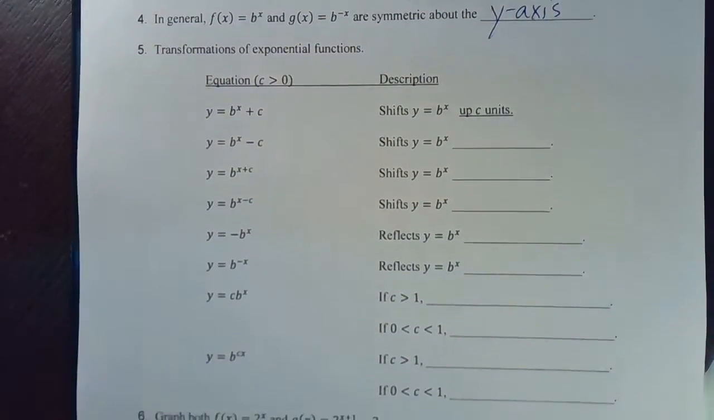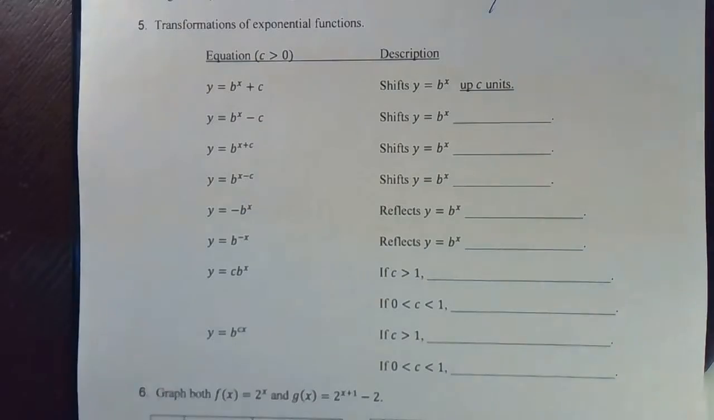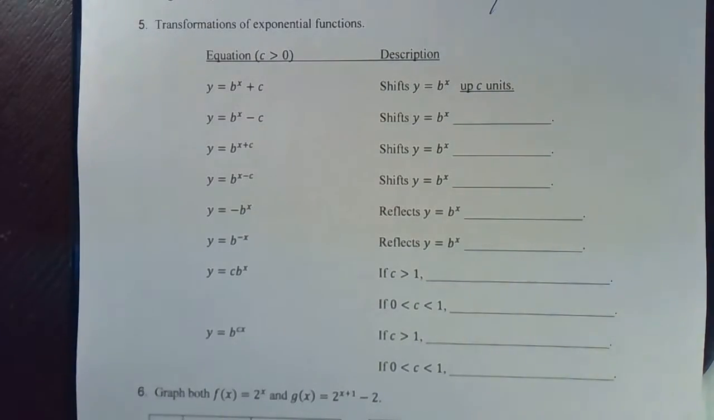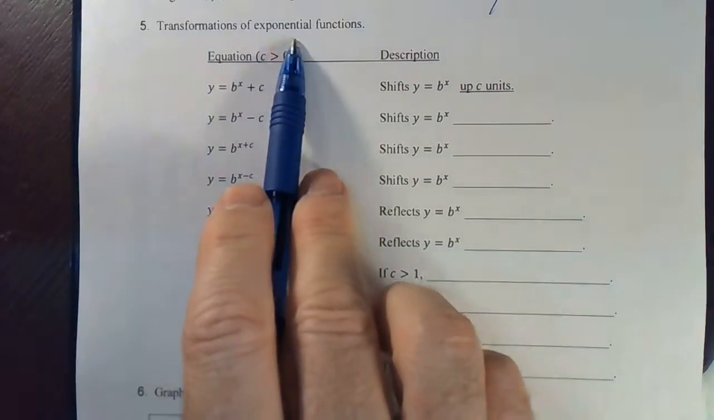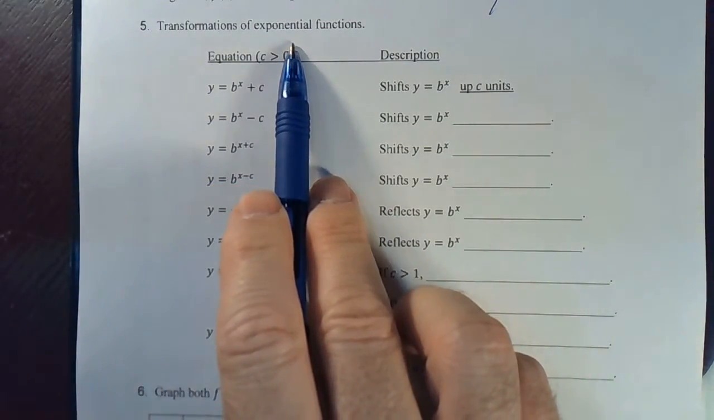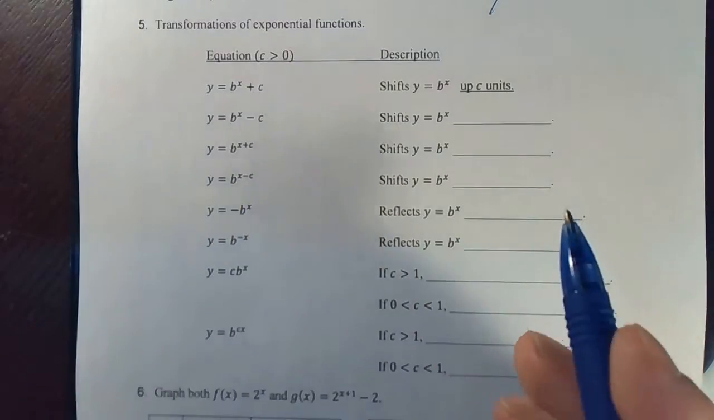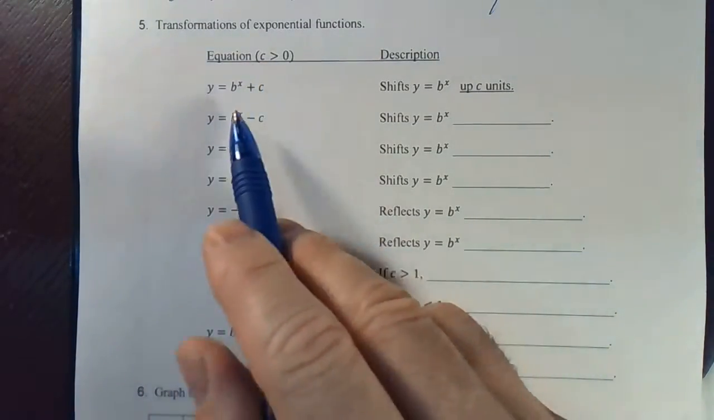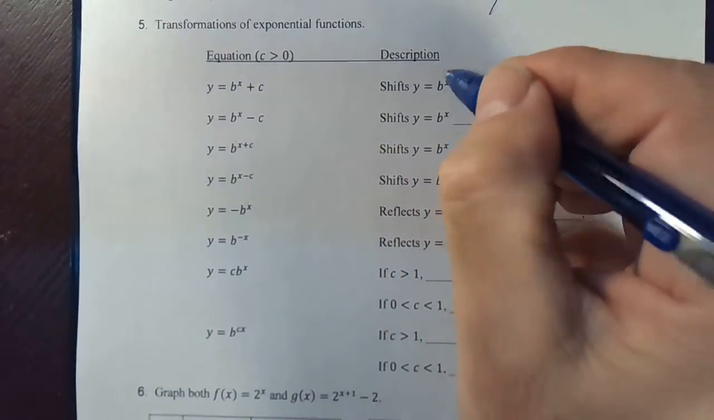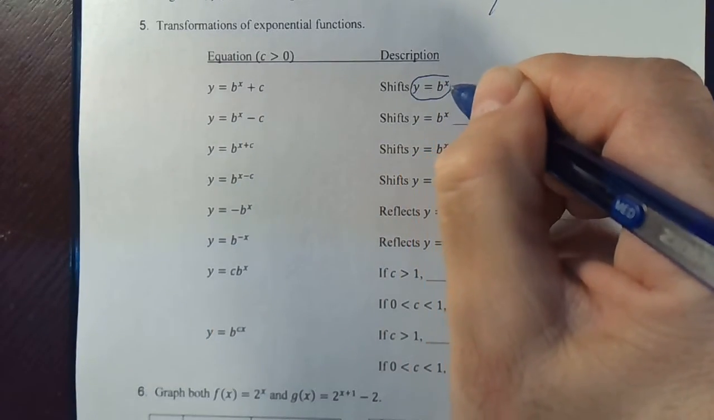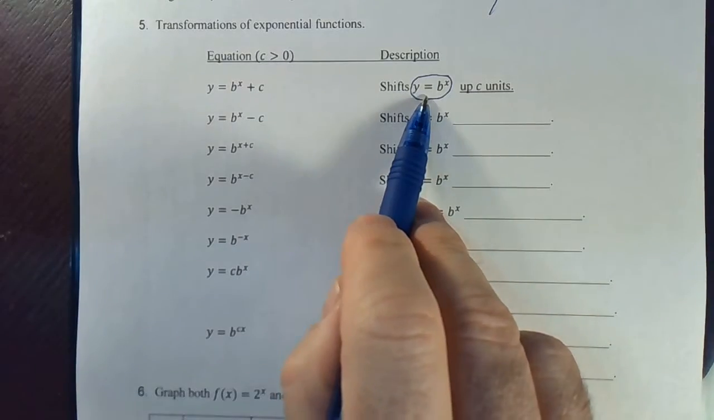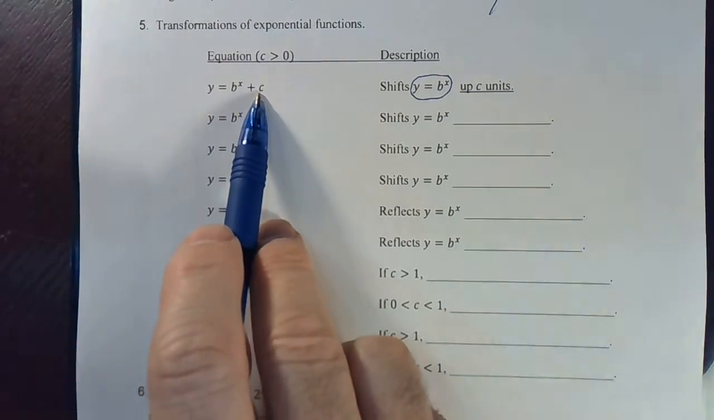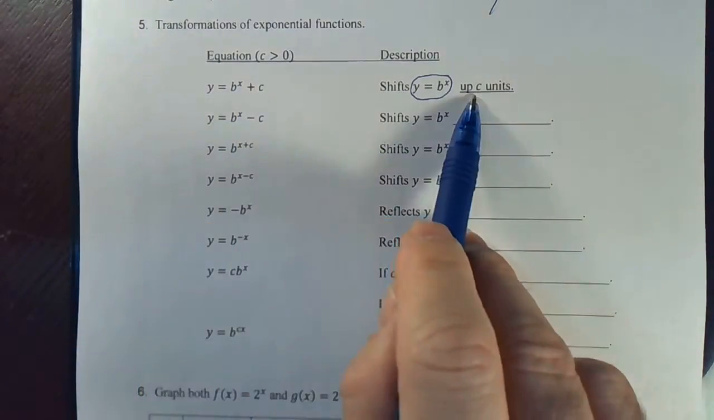Now we're simply going to review what we learned in a previous chapter about transformations of functions. They work exactly the same with exponential functions. So let's just assume that c is a positive number, and we know it. Let's say we know what this function looks like, y equals b to the x. Well, what happens if you tag on a plus c at the end of it? We know that it shifts it up c units.